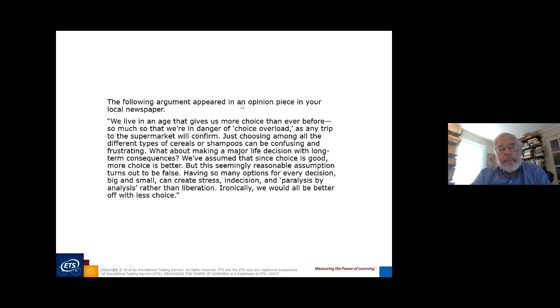The following argument appeared. It's an opinion piece, and it gives an argument and comes up with a position: we'd be better off with less choice. This is what we would call the stimulus. It can be a picture, a video, a broadcast, but generally in these we have some kind of writing.